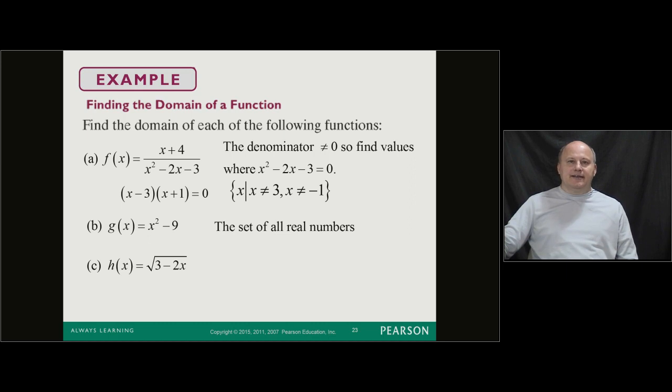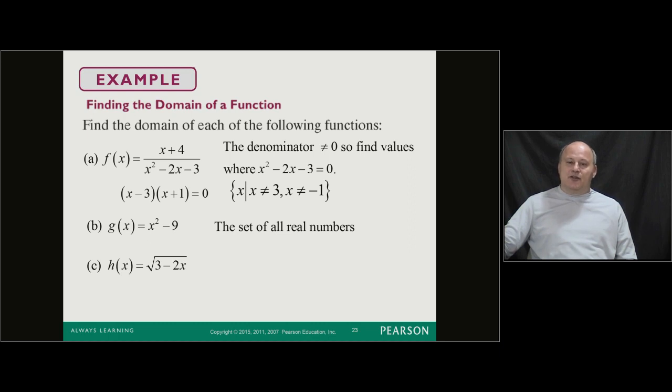Now part C, now it's a square root, so it's got a radical involved. And with radicals, you cannot take the square root of negative numbers. We've talked about that. Imaginary numbers are not good with the real numbers. So we have to exclude anything that's negative. The number inside the radical can't be negative. So what does that mean? Well, that means 3 minus 2x. Does anybody remember what that's called?